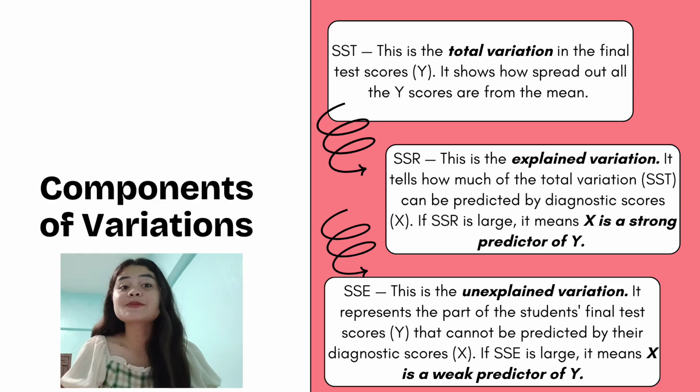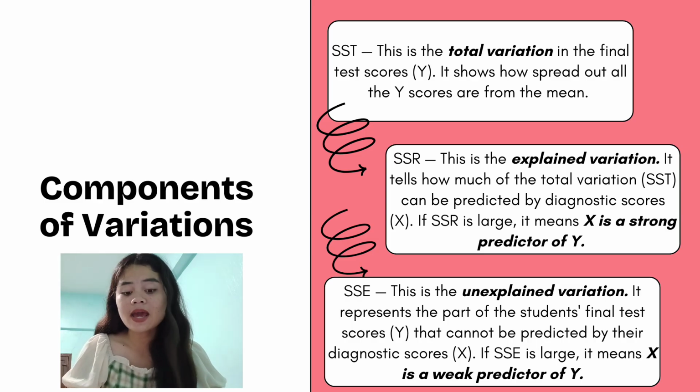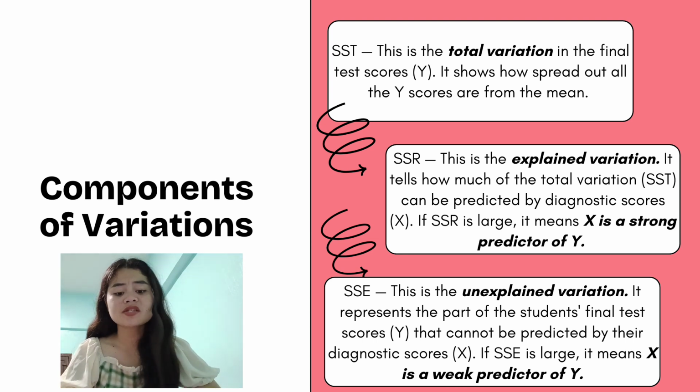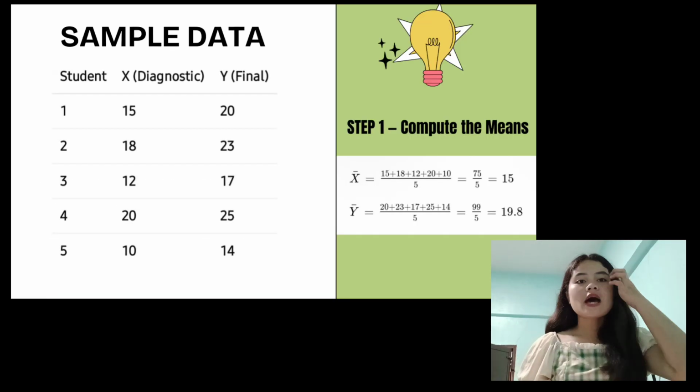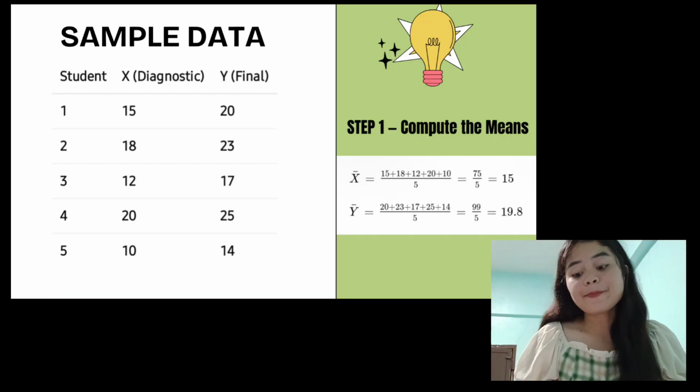The second part is the SSE. This is the unexplained variation. It represents the part of the student's final test score, or the Y, that cannot be predicted by their diagnostic scores. If the SSE, or the unexplained variation, is large, it means the diagnostic scores are a weak predictor of the final scores. Now, let us look at our sample computation.